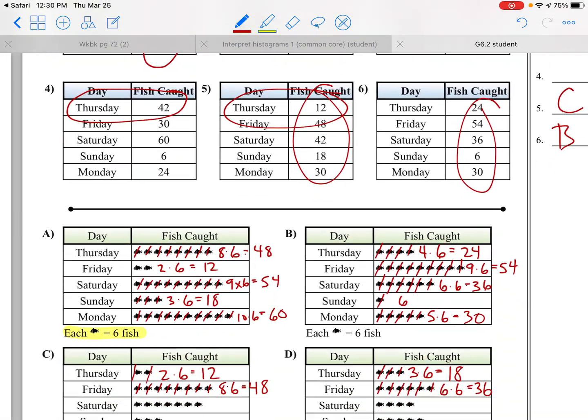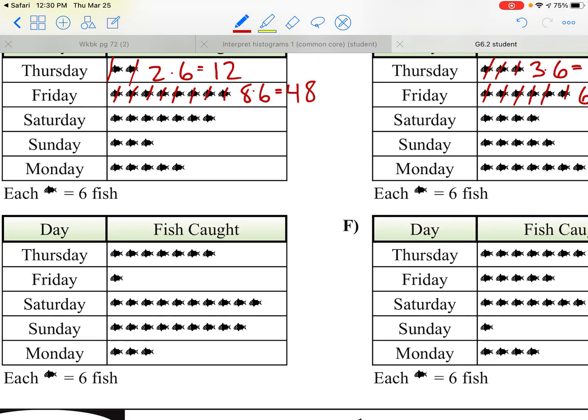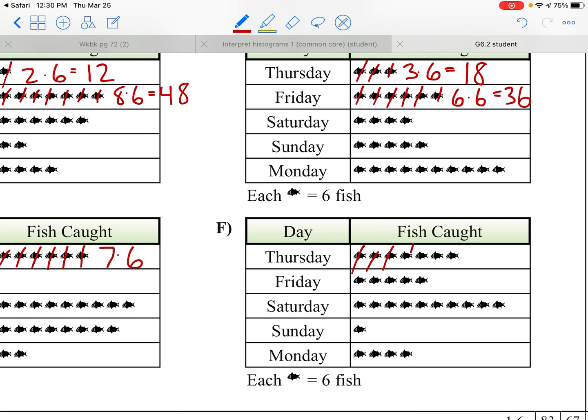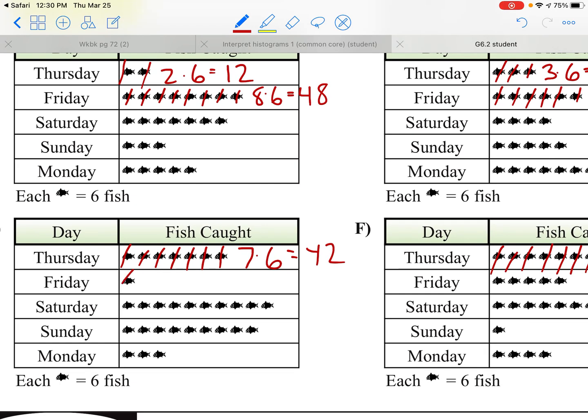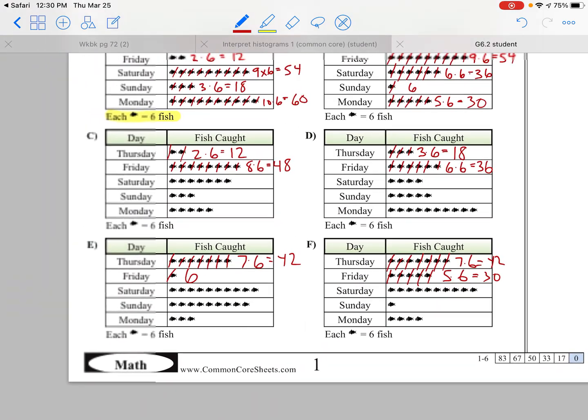D and 3. Now we have 2 and 4 left. These ones are the ones that are going to be tied. Let's see. 1, 2, 3, 4, 5, 6, 7. 7 times 6. 1, 2, 3, 4, 5, 6, 7. 7 times 6 is 42. And 42. 6 there. And 1, 2, 3, 4, 5. 5 times 6 gives us 30.